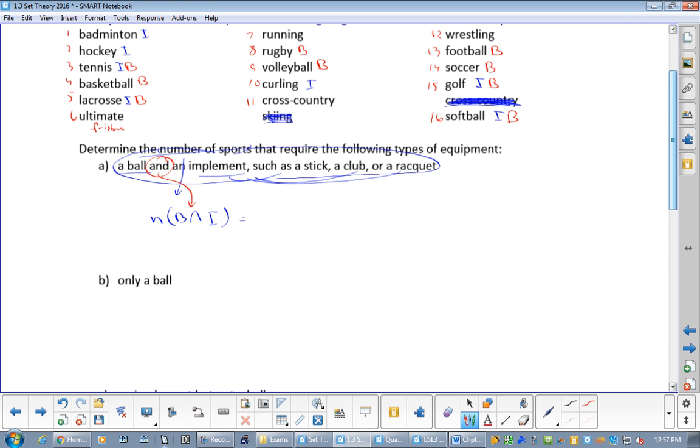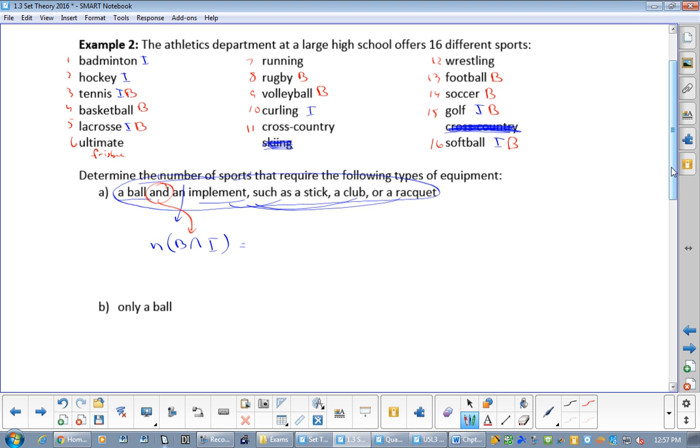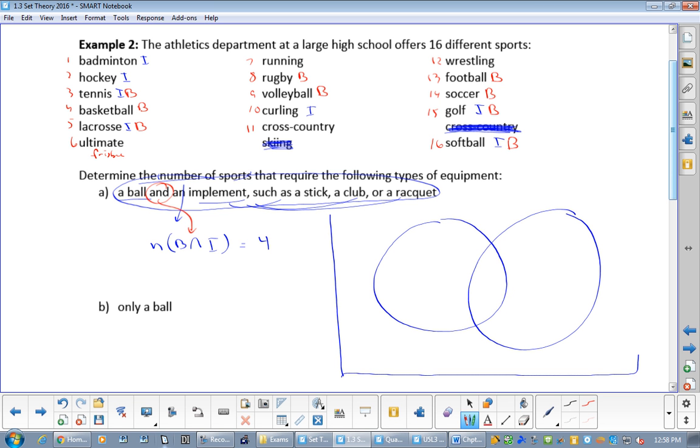So what we're looking for is all the ones that are I and B. How many of them are there? What are we getting? 4? Okay. Now, maybe some of you right now are not liking the fact that you have no Venn diagram to go off of. So we've got lots of room here. We want to see what this Venn diagram would truly look like.